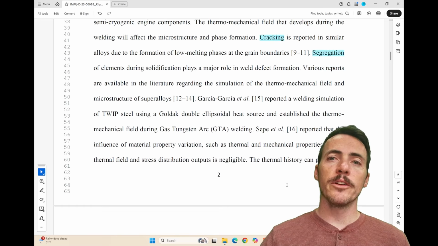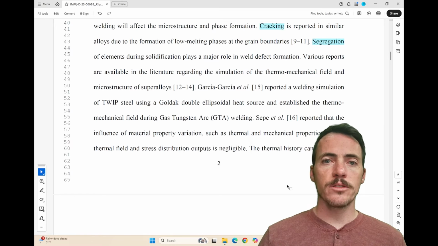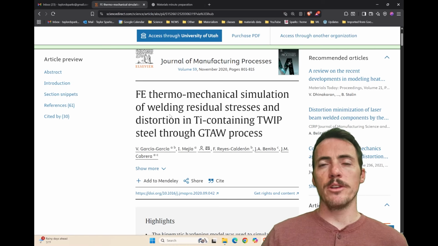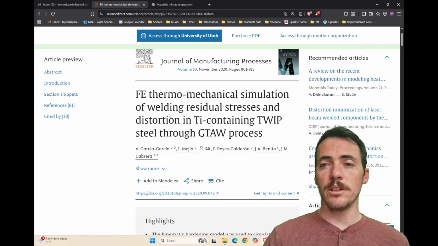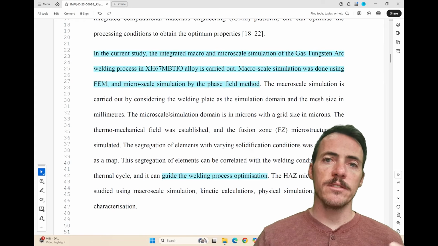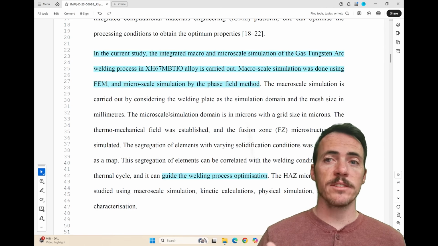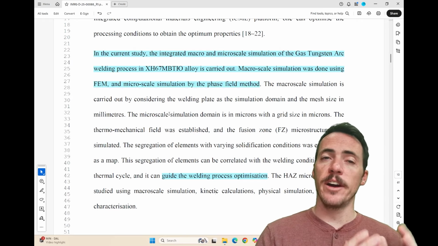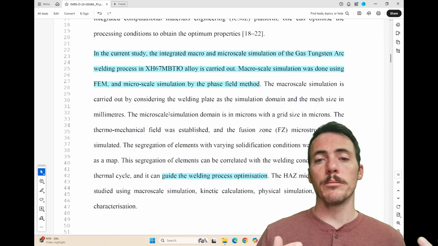So other people in the literature have tried to figure out how we can model this process to improve it. There's a couple important prior art papers they point out. For example, this paper in the Journal of Manufacturing Processes, where they applied this sort of ICME method to TWIP steel. And that's exactly what they're going to try and do here. They're going to try and take this integrated micro and macro scale simulation under the conditions of welding, so gas tungsten arc welding. They're going to try and simulate both the heat and the stress impacts using finite element and the phase field method, and then use those results to guide welding process optimization.